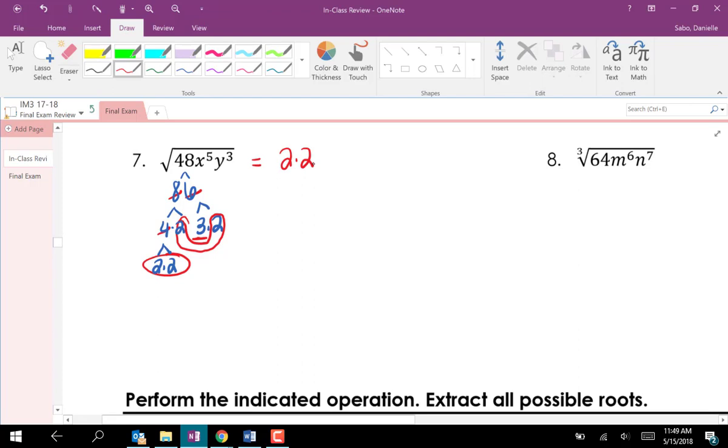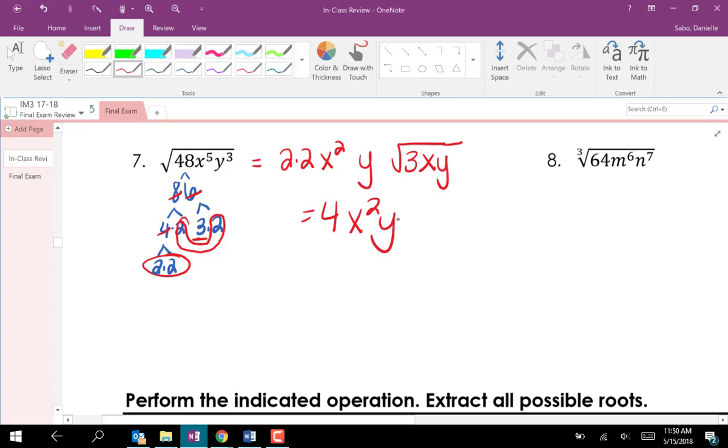Let's talk about the x to the 5th. How many x's can you pull out of 5? 2 groups. I can pull out 2 groups. And how many is left inside? 1. I'm going to write the 3 and I'm going to write the x. There would also be a y. Very good. How many come out? 1. Final answer, 4 x squared y, 3xy.